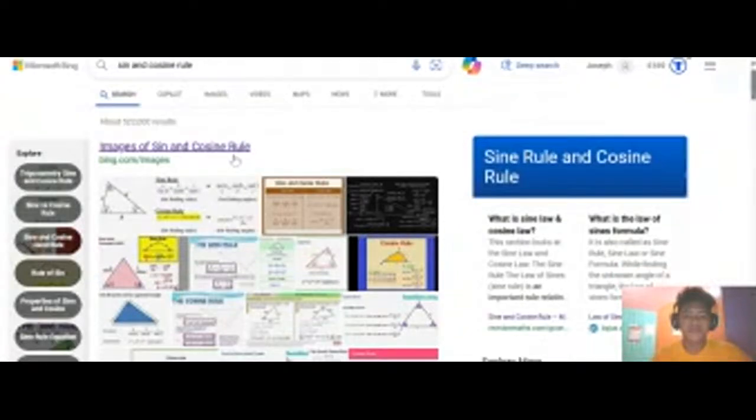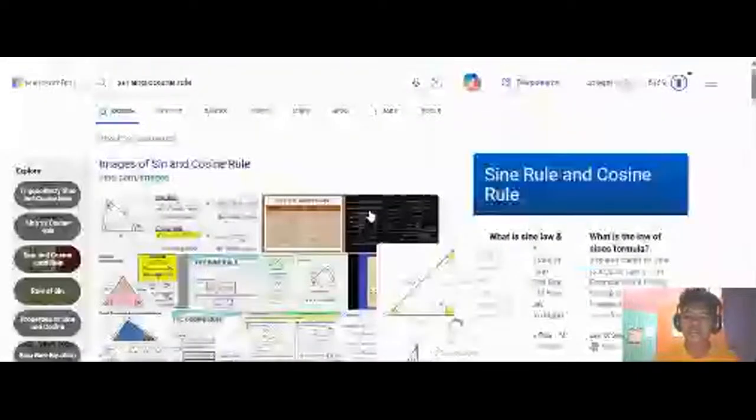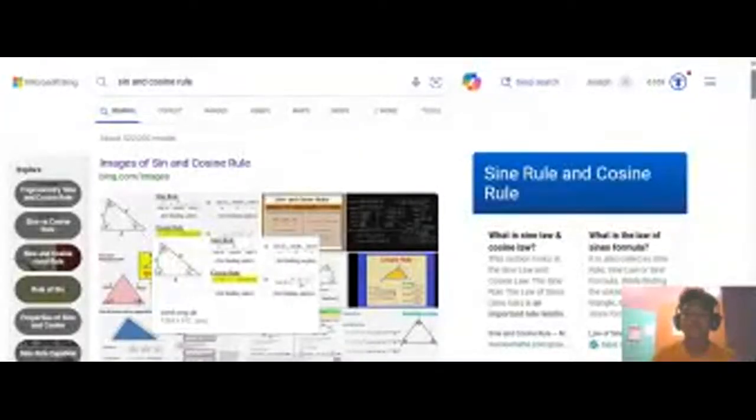So basically, the sine and cosine rules are mathematical formulas used in trigonometry to find angles and sides. Here's a brief overview. The sine rule is used to find an angle from three sides of a triangle, or a side from three angles and a side. So let us now go into this very interesting diagram.